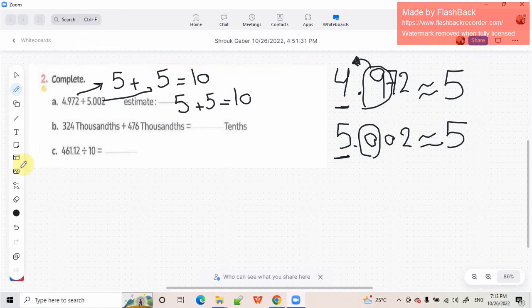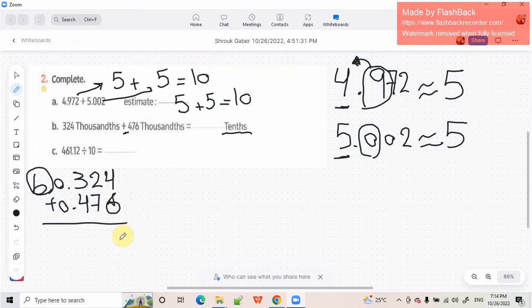Okay, question number B. Here he has 324 thousandths plus 476 thousandths. He asked which digit is in the tenths place. Okay, let's make the addition first. 324 thousandths means 0.324 plus 476 thousandths in decimal number is 0.476. For now, we don't have any problem.